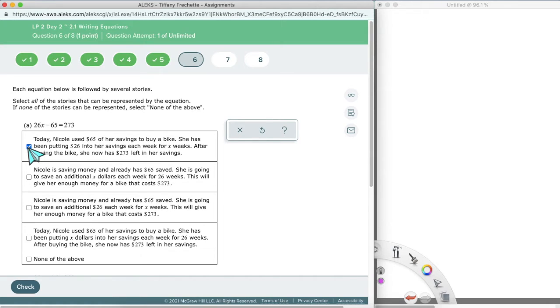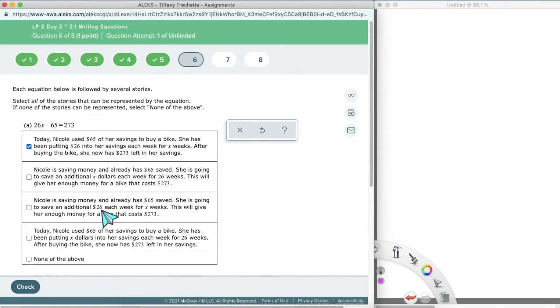All right, Nicole is saving money and already has $65 saved. Well, this immediately is opposite of what's being said up here. 65 is being saved, but that's being taken away. So I can stop right after that first sentence and say, nope, that does not work. I'm going to go to the next one.